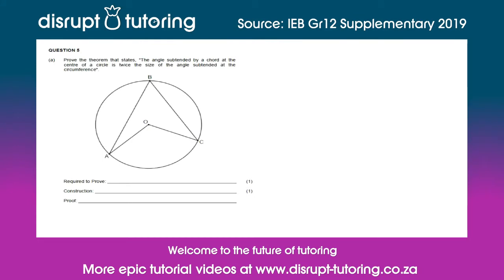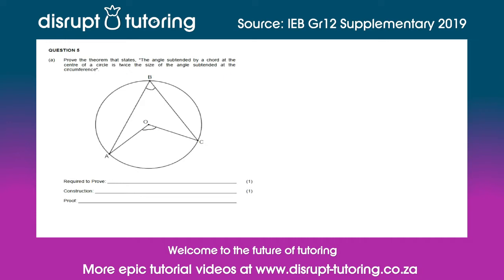Today we're going to deal with some geometry. It's taken from question 5 of the Maths Paper 2 IEB 2019 Supplementary exam. So, A is prove the theorem that states the angle subtended by a chord at the center of a circle is twice the size of the angle subtended at the circumference. So basically we need to prove that this angle O over here is twice as big as B.